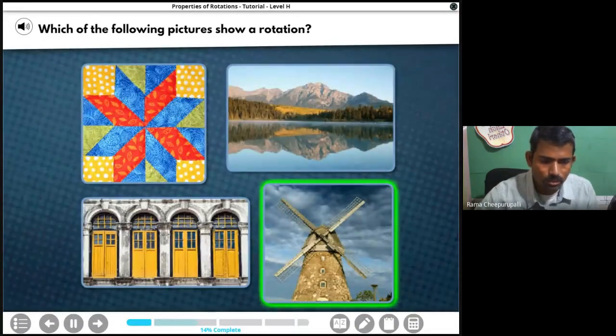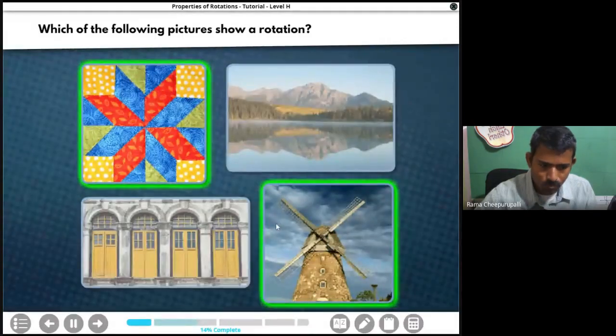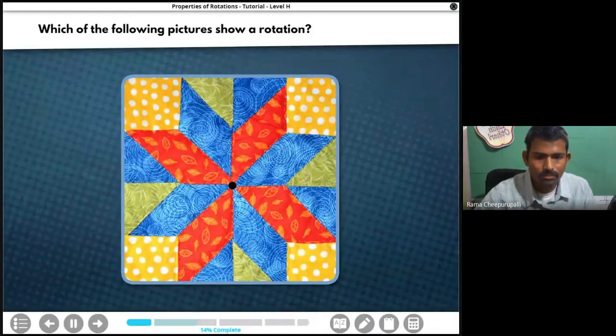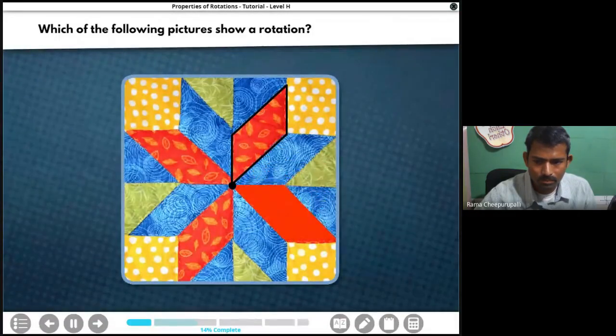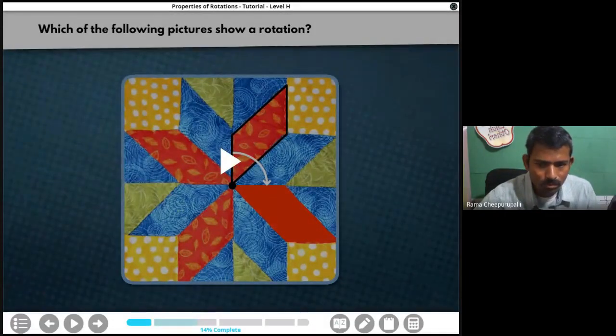That's right. Good job, Jay. Good job, guys. So yes, this one is also a rotation. Perfecto. Both the quilt and the windmill show rotations. Look at the quilt. It has a center of rotation. This red parallelogram moves 1/4 turn clockwise. You guys can observe that one in the quilt. The parallelogram is right there.